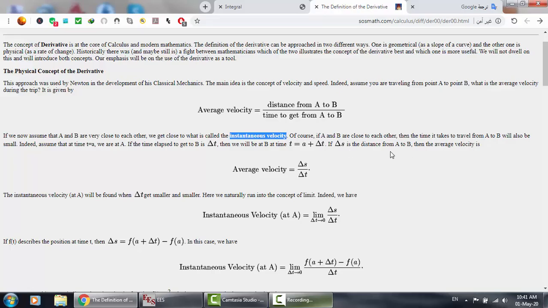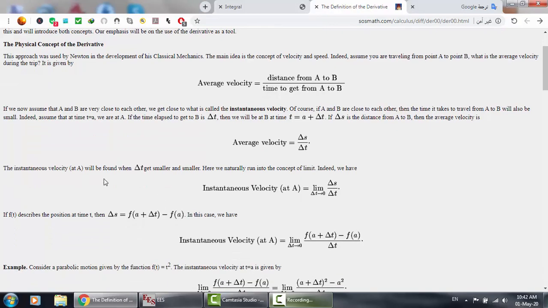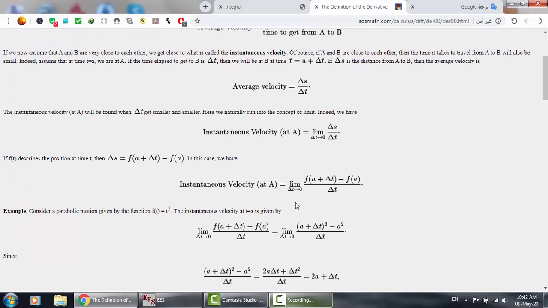So if delta s is the distance from A to B, the average velocity will be delta s divided by delta t. The instantaneous velocity at A will be found when delta t gets smaller and smaller. So this is the instantaneous velocity. It will be the limit of delta s divided by delta t when delta t is very, very small and close to zero. It's a huge difference between the average velocity and the instantaneous velocity.